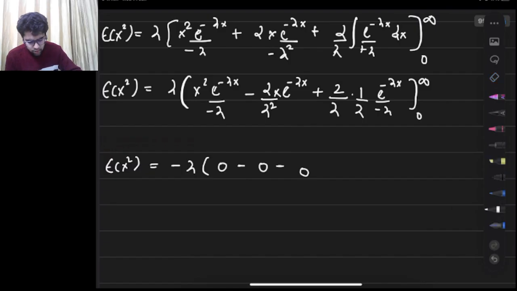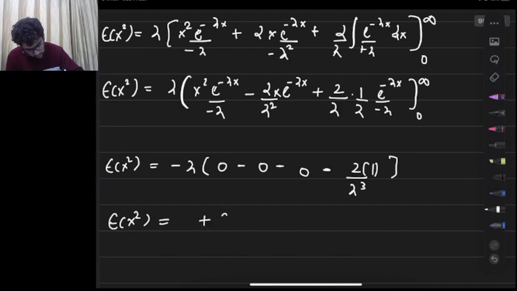So we have 0 0 0 0 0, and this becomes 2 upon lambda cube minus 2 upon lambda cube, right? And this becomes 1. So E of x square ultimately becomes positive 2 upon lambda square.